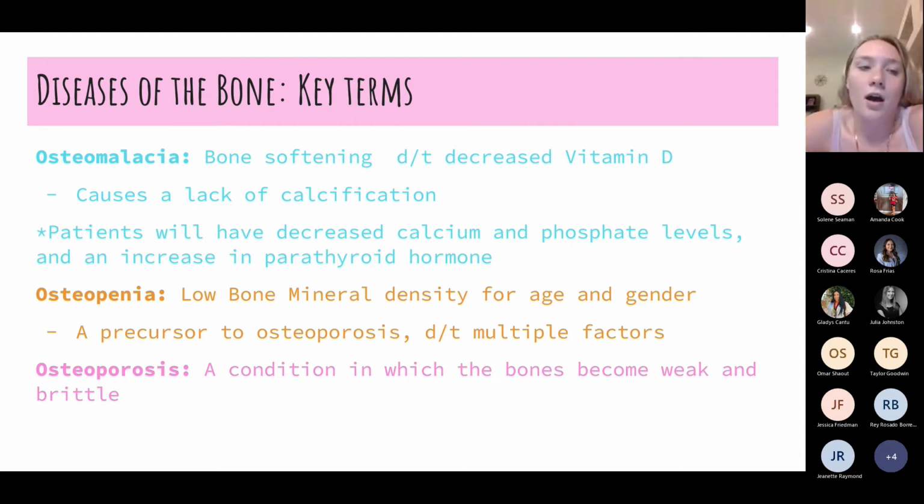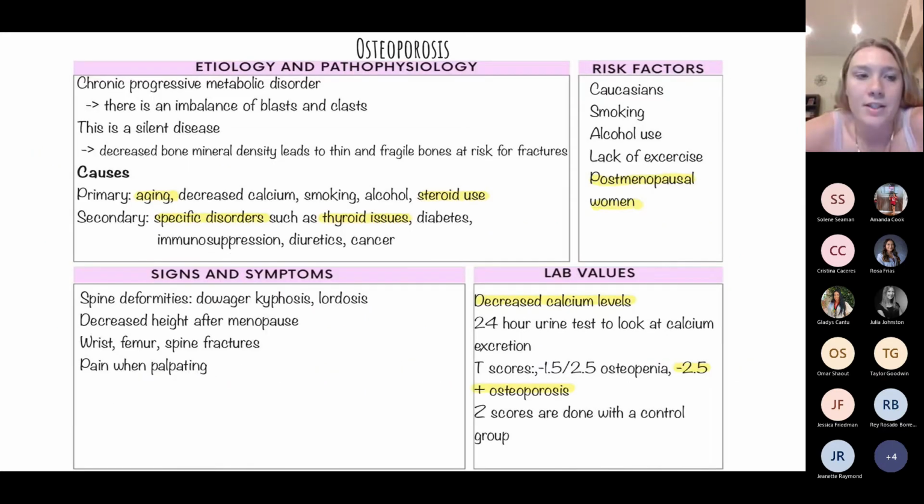So let's talk about osteoporosis. This is a metabolic disorder. Essentially what happens is there's an imbalance of blasts and clasts. Our blasts build bone, our clasts pull calcium out of the bone. And I do want to talk a little bit about our good old hormone, parathyroid hormone. What parathyroid hormone does is put calcium in the blood by pulling it from the bones. So just keep that in mind for patho stuff.